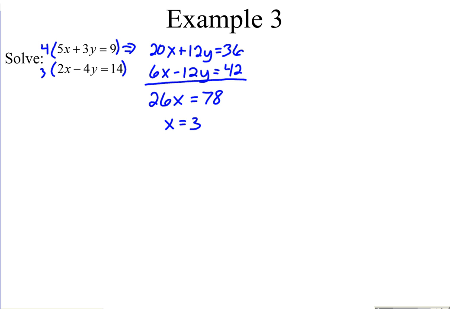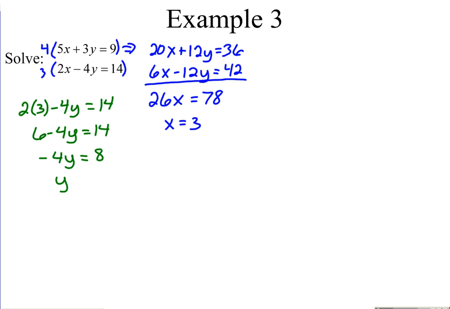Once we know what x is, use either one of the two equations again to find y. So we have 2 times x minus 4y equals 14. Subtract the 6 over. Divide by negative 4. We have the ordered pair 3, negative 2.